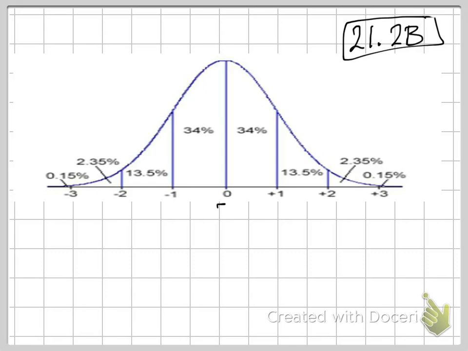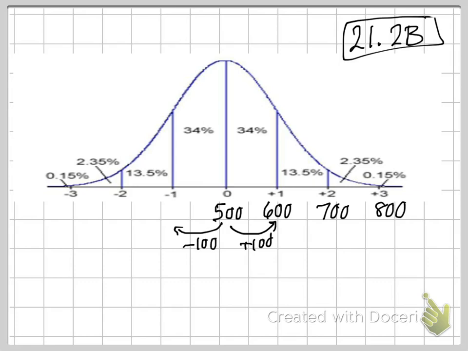My mean was 500. And then I have a standard deviation of 100, and plus 1 actually means 500 plus 1 standard deviation. So I get 600. Plus 100 is 700. Plus 100 is 800. Then I have to get smaller. Go to the left. Negative 1 means the mean minus 1 standard deviation. So going this way, minus 100. So I have 400, minus 100 is 300, minus 100 is 200.